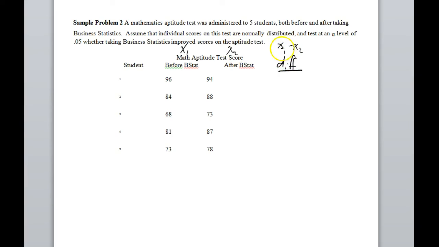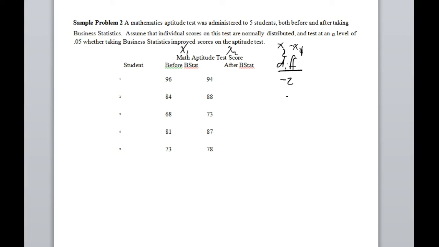Okay, so we'll just say it's x sub 2 minus x sub 1. That'll be the difference, because we assume that the secondary score is going to be higher, so we would be working with more positive numbers on the diff side. The first student got a 96 on the test prior to, then after taking business stats, got a 94, so that's not good.